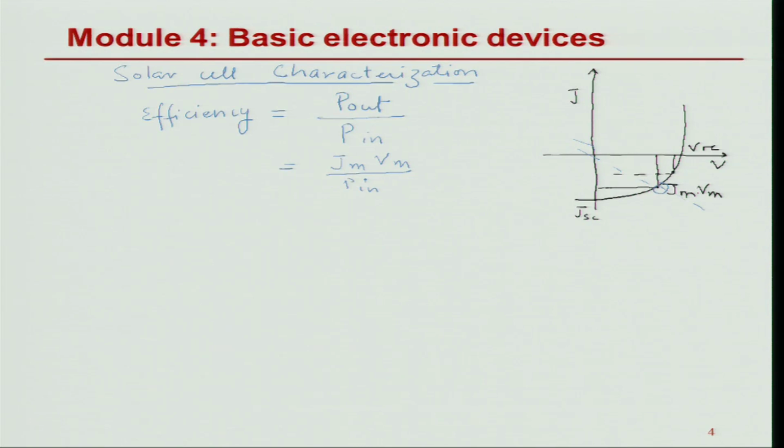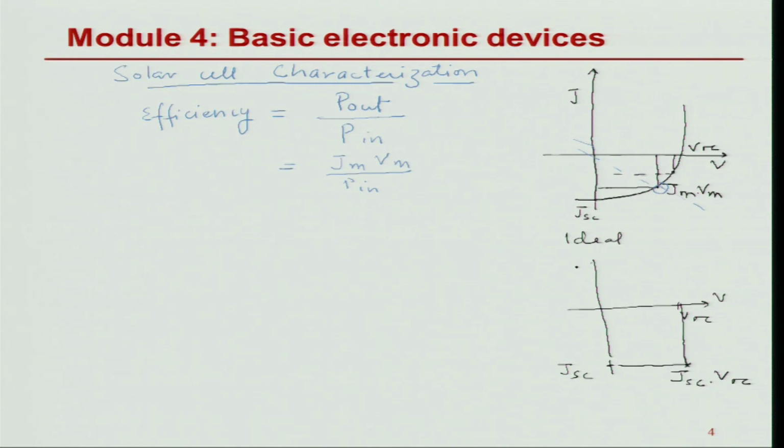Now there is one more parameter that one defines with respect to efficiency, and it comes from the fact that if I have an ideal solar cell, then whatever VOC I am generating and whatever JSC I am generating, the maximum in an ideal solar cell should be a complete rectangle. That means the maximum for an ideal solar cell should be JSC times VOC. But real solar cells look more like this, they are not a rectangle. So another term is defined in that respect, and that is known as fill factor.